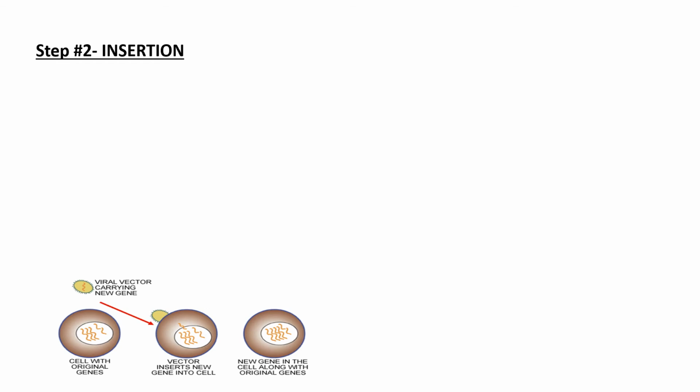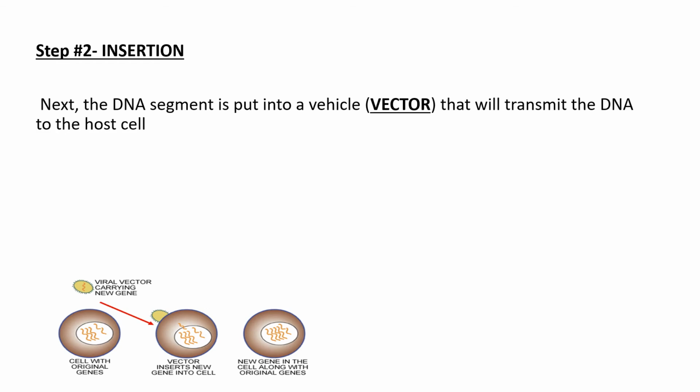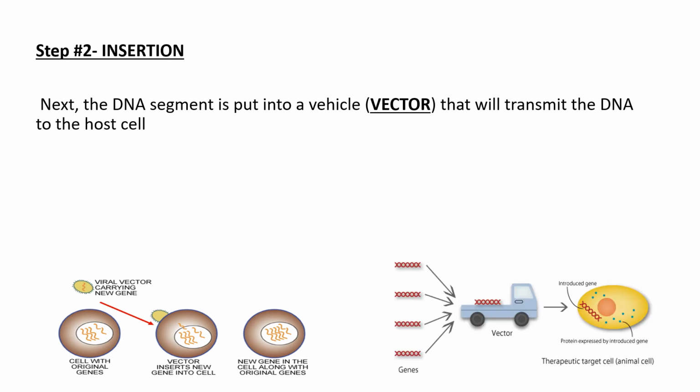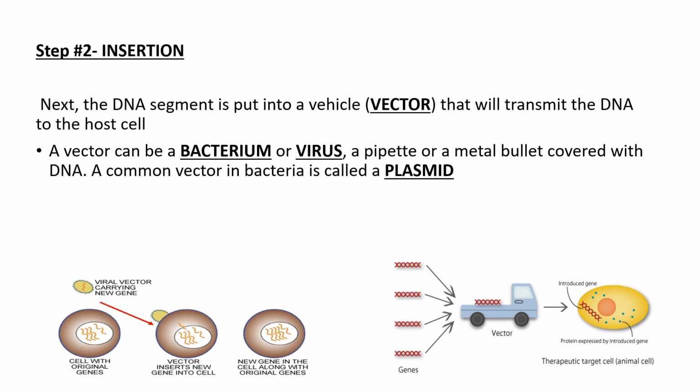Okay, so that's isolation, getting out the gene that you want. Then insertion. So next, the DNA segment is put into a vehicle or a vector that will transmit the DNA to the host cell. So a vector is basically just your way of getting it from point A to point B. You can literally think about it as being like a car or a truck or whatever, just on an itty-bitty scale. Usually our vector is a bacterium, being the singular for bacteria, or a virus. It could be a pipette, so like a teeny tiny dropper basically, or a metal bullet that's covered with DNA.